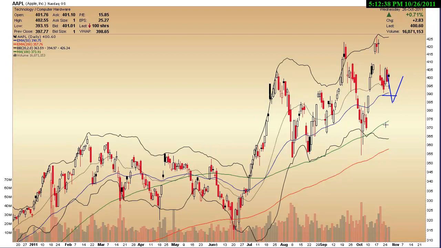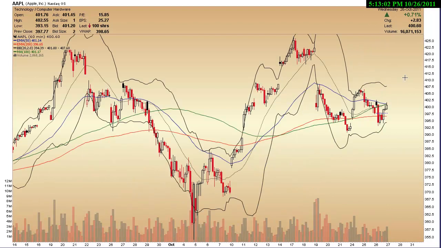So let's zoom in on Apple on a 60-minute chart to see what's really going on in this smaller congestion pattern and see what the opportunities look like. Okay, here we go, 60-minute chart of Apple. This was our island reversal pattern. Back last week, we had our gap lower, and now we're seeing some sideways consolidation.